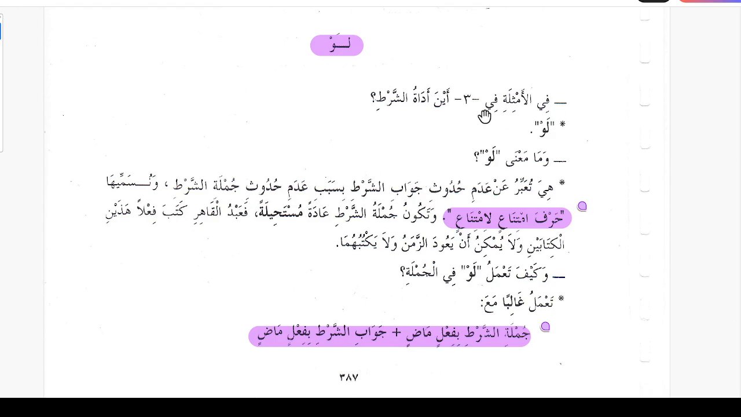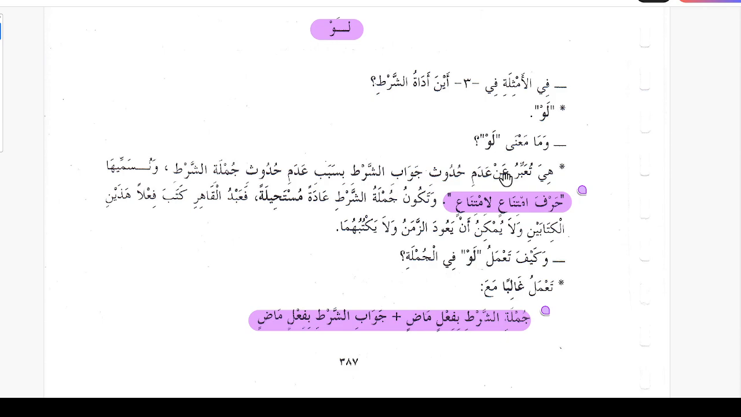So in example number 3 that we just read, where is the tool of the condition? It is law. What is the meaning of law? It indicates the non-existence of the jawab shart because of the non-existence of the jumla shart. Because the jumla shart did not happen, the jawab shart will not happen. So this is what law specifies.